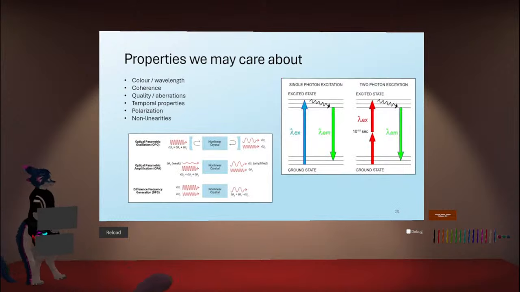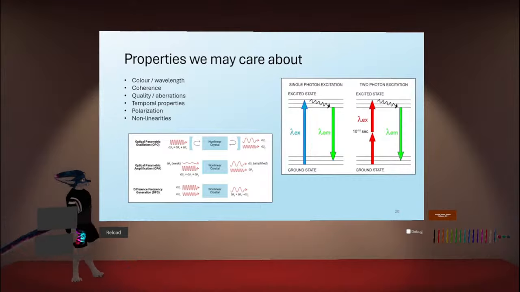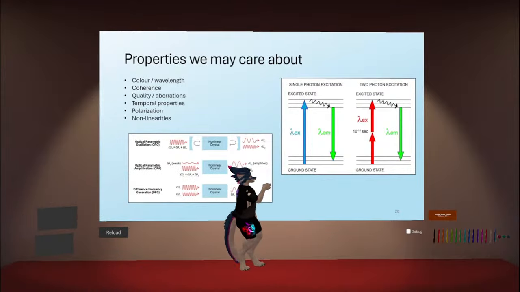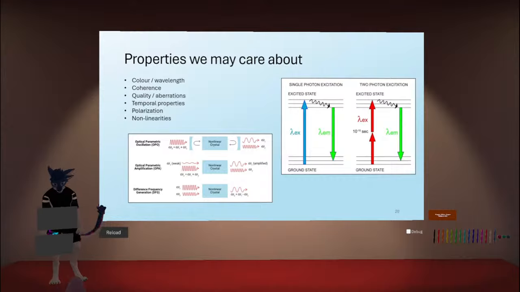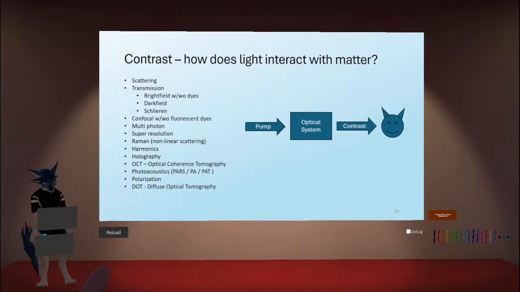You get nonlinearities. Literally everything is nonlinear. It's just a matter of how much. So you get all different kinds of wavelength mixing, different kinds of nonlinear scattering that you can take advantage of to get contrast. And here's just a short list. What kind of contrast can we even get?